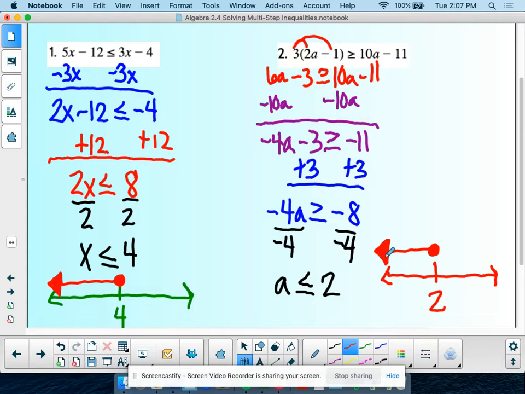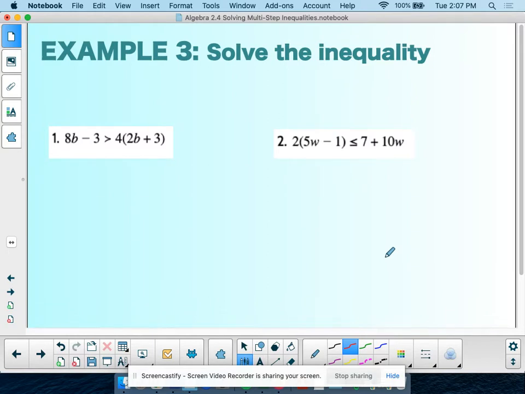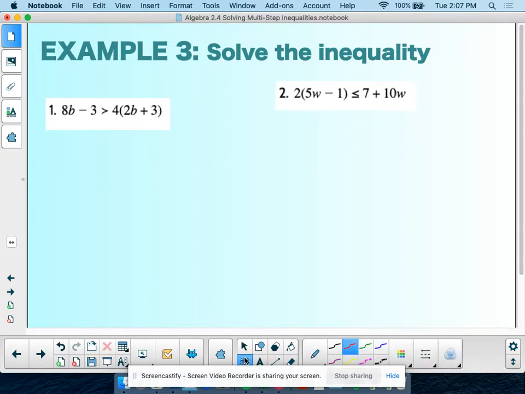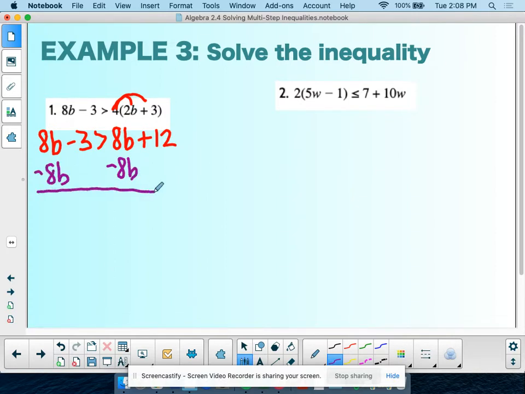Now these next two, we might get something a little goofy, and that's okay. We've seen this before. So it's going to start off the same way that we've been doing our other problems here. We have to distribute that 4 first. So I'm going to drop down my 8b minus 3 is greater than 4 times 2b is 8b. 4 times 3 is 12. Now I'm going to get my b's to the same side, so I'm going to subtract 8b, subtract 8b. So now I have negative 3 is less than 12.